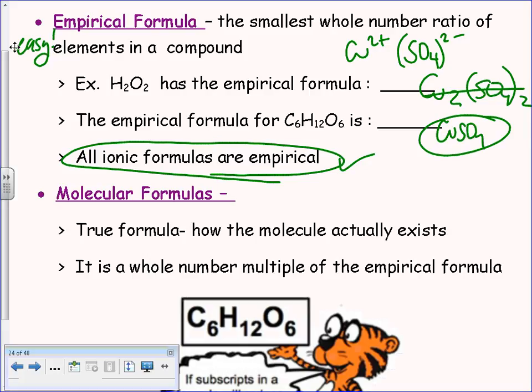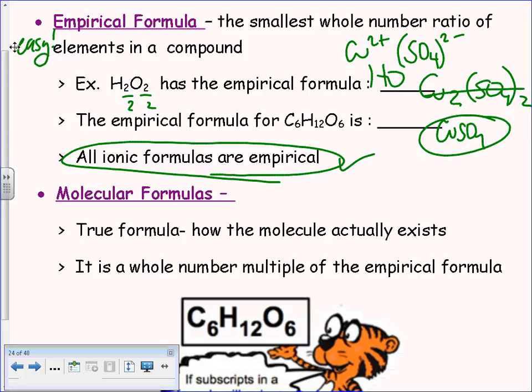Yes. So wouldn't H2O2 be molecular? Yes, because it's not simplified. So technically, H2O2 you can divide those numbers by 2, each of them, and that would reduce it down to HO. But that just looks awful, so we write hydrogen peroxide as H2O2 because that's the molecular formula.